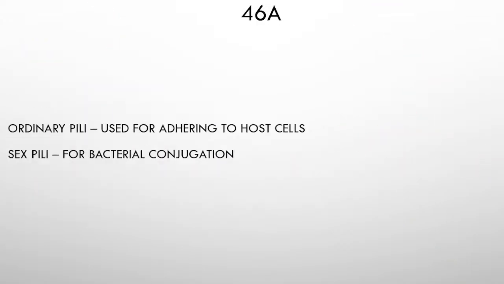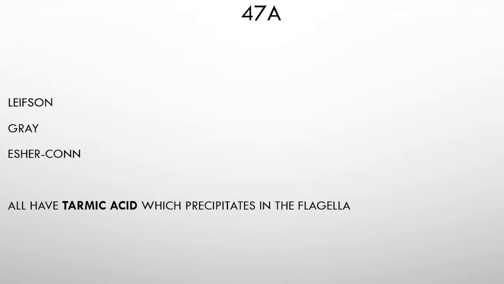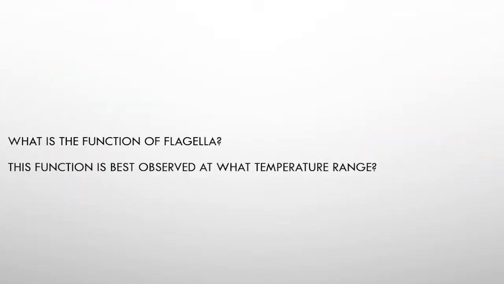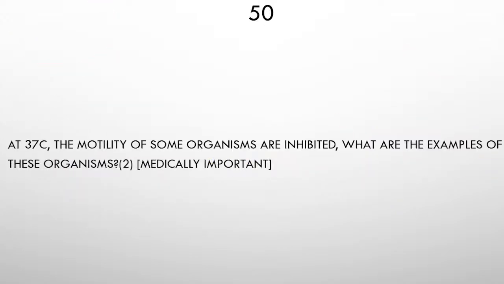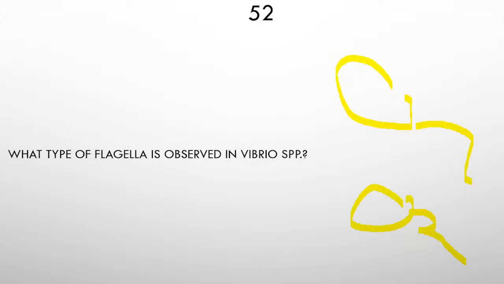Let's go back to the types of stain. Leifson stain, Gray stain, and Ryu stain, all of which have tannic acid. Peritrichous flagella, all Enterobacteria you have peritrichous flagella. Vibrio has monotrichous, we've already answered that one. That's for motility.